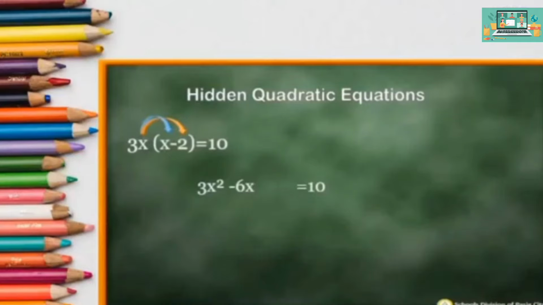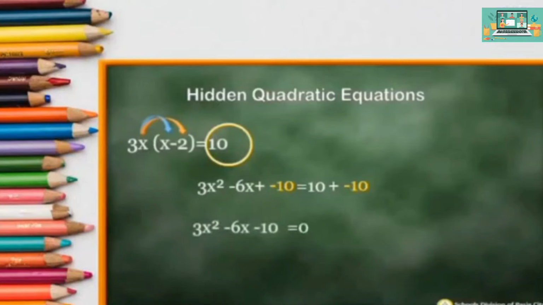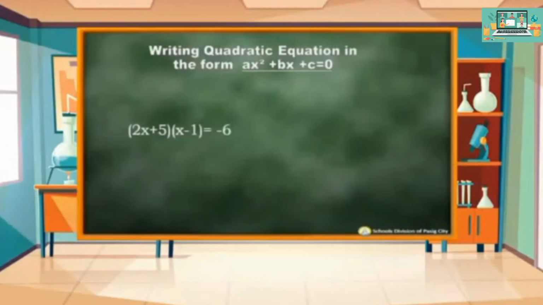Applying APE, since we need to make the right side 0, we add negative 10 on both sides, giving us 3x squared minus 6x minus 10 equals 0. Again, this is now the standard form of our quadratic equation, wherein the numerical value of a is 3, b is negative 6, and c is negative 10. Next, in our second equation, let's find the product of the left side using Polynomial method.